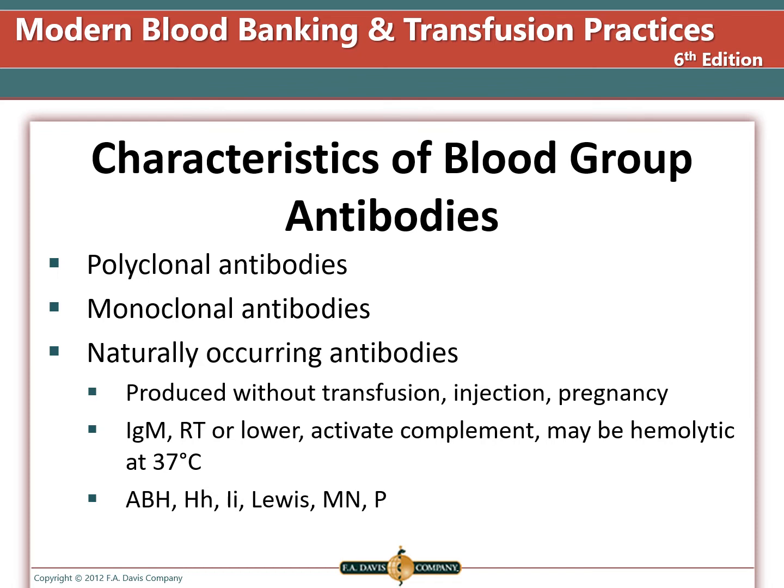Naturally occurring antibodies can be produced without transfusion, injection, or pregnancy. For example, anti-A and anti-B antibodies are naturally occurring. Most are IgM, react at room temperature or lower, activate complement, and may be hemolytic at 37 degrees Celsius. These can include the ABH, HI, Lewis, MN, and P blood groups.